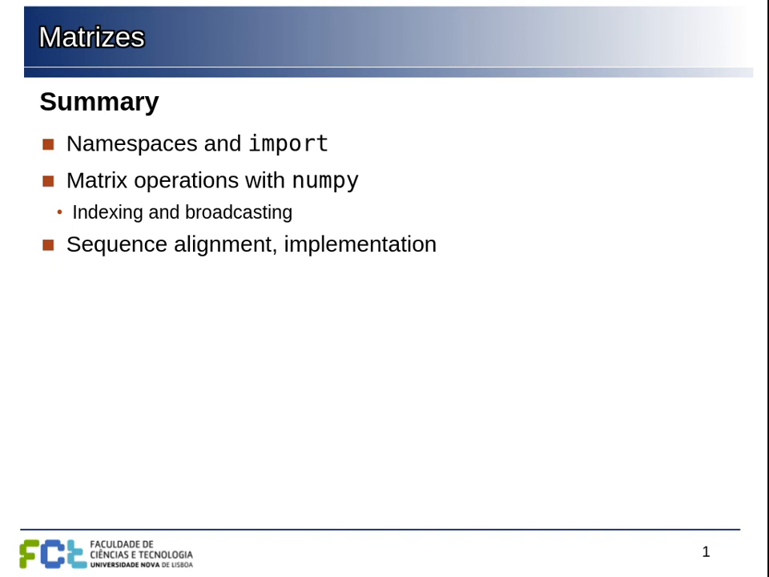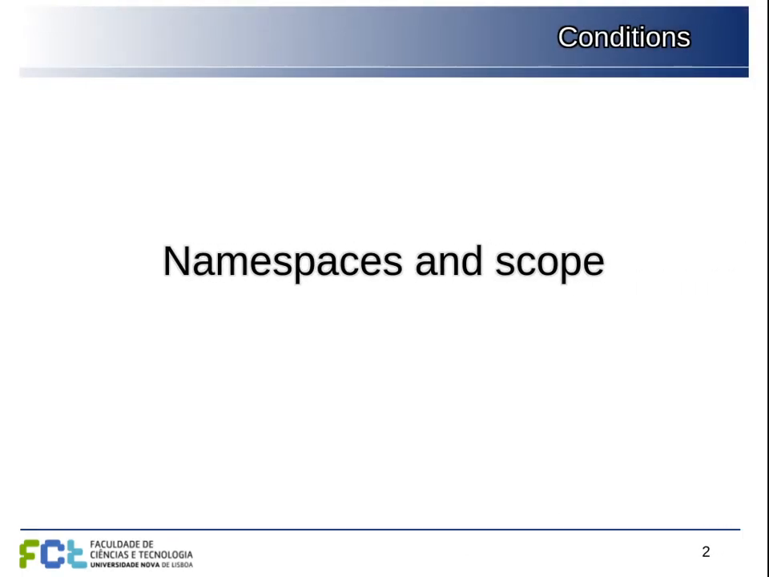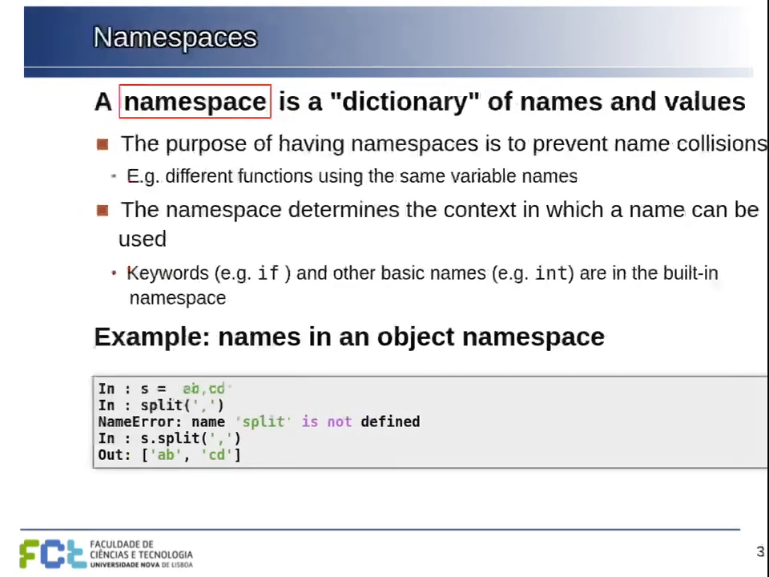In theory, we could do this with lists and lists of lists, but this makes it a lot easier to do the operations to compute the scores matrix. And so we're going to use Numpy to implement the global alignment algorithm. And then we're going to see a bit about the exercise that you're going to do, which is to implement this sequence alignment algorithm. So let's start with the namespaces and the scope of the different names in Python.